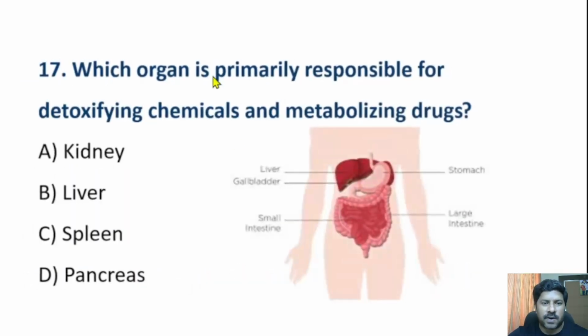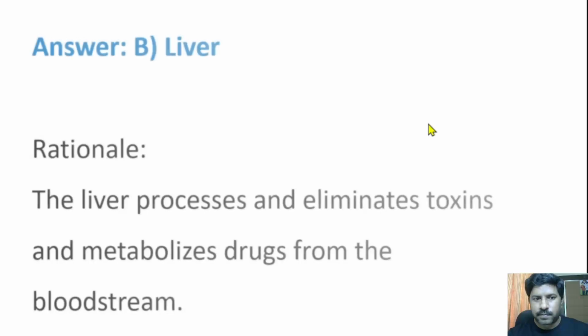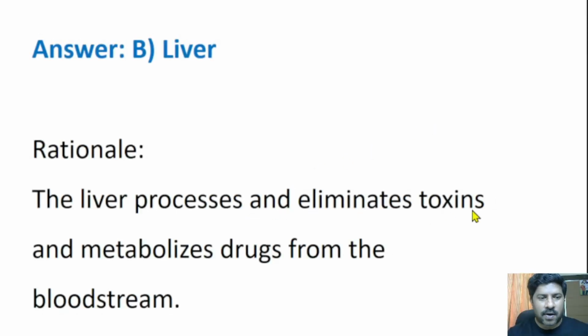17th question. Which organ is primarily responsible for detoxifying chemicals and metabolizing drugs? Kidney, liver, spleen, pancreas. The correct answer is option B, that is liver. Liver has so many functions. In that, one of the functions is detoxifying chemicals and metabolizing drugs. Another function we have studied in previous questions, that is the production of bile. Here another function, that is detoxifying chemicals and metabolizing drugs. The liver processes and eliminates toxins and metabolizes drugs from the bloodstream.